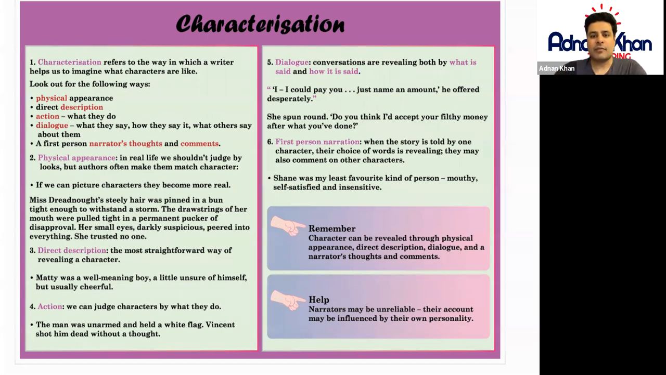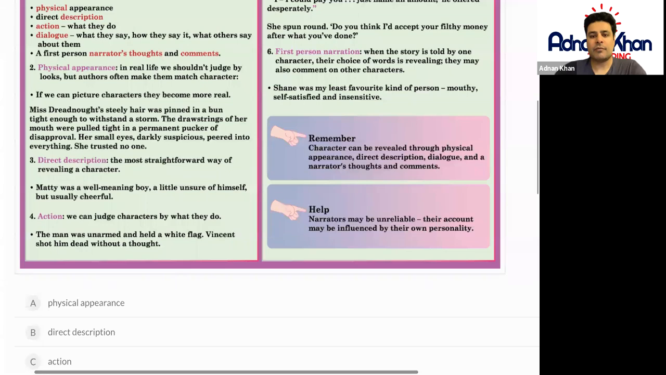Let's go further down and have a further look at point number 3. So direct description means the most straightforward way of revealing a character. For example, Matty was a well-meaning boy, a little unsure of himself, but usually cheerful. So you're just getting straight to the point, a very short description of a character.